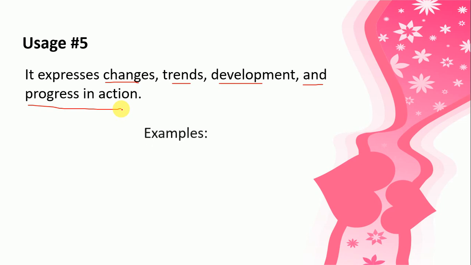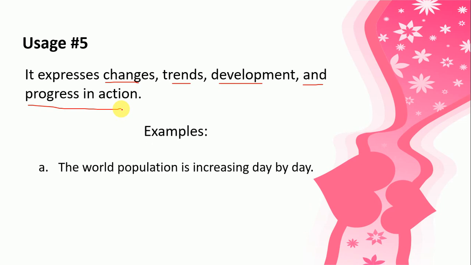You see the examples, right? The world population is increasing day by day, so this is gradual. Whenever something is happening gradually, we use present continuous tense. The world population is increasing day by day.